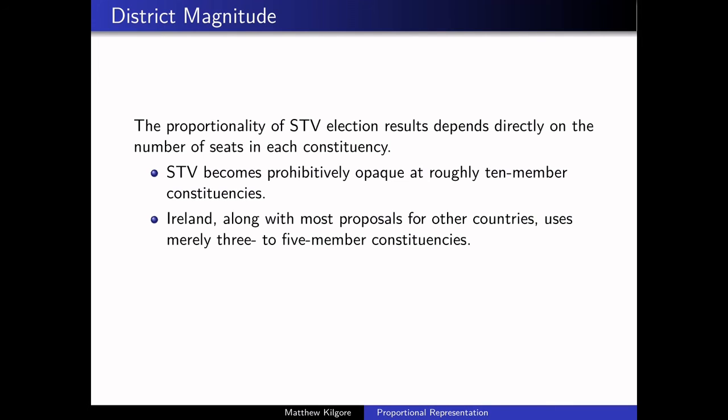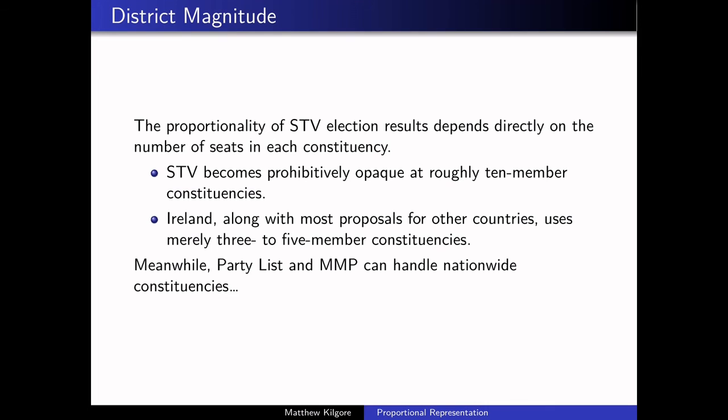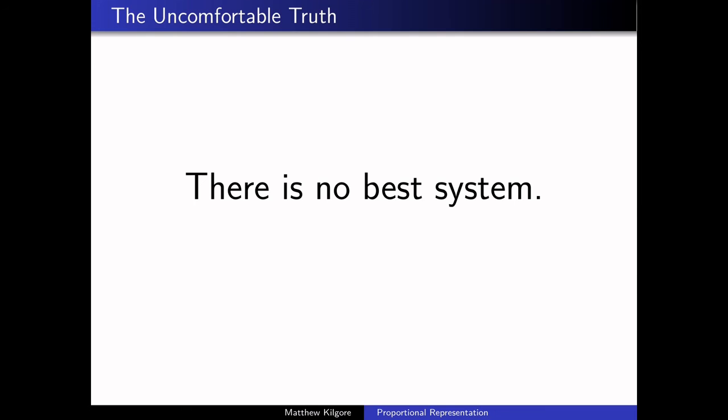Ireland and just about every other proposal for any other country uses 3 to 5-member constituencies, and that will harm your overall proportionality. Granted, it doesn't seem to harm it too much. Ireland's results are still pretty proportional, all things considered. But when you compare it to Party List and MMP, which can handle nationwide constituencies, well, you begin to see the deficit.